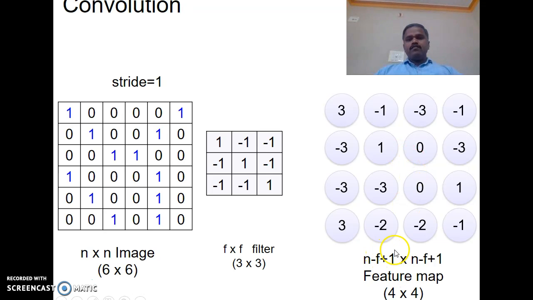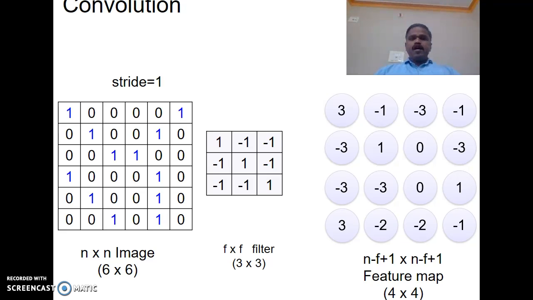We can calculate the dimension of the feature map using the dimensions of the two functions, that is n cross n. Here function 1 is 6 cross 6, so n is 6, and the filter is 3 cross 3, so f is 3. So n minus f plus 1, 6 minus 3 plus 1, gives the 4 cross 4 feature map. Now we have produced the feature map for filter 1.